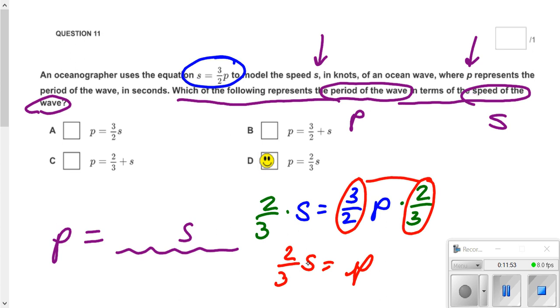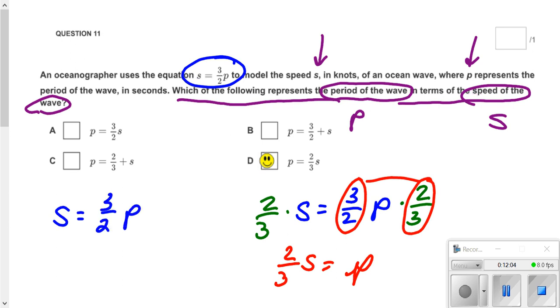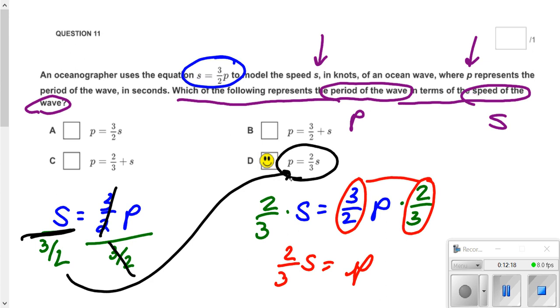Now, if that didn't come into your head, another way that you might have thought about it would be to say, all right, I started out with s equals 3/2 times p. Let me divide both sides by 3/2. Then this number cancels this number. And when I divide by a fraction, that's the same as multiplying by the reciprocal, which would give me that, right? Dividing by 3/2 is multiplying by 2/3.